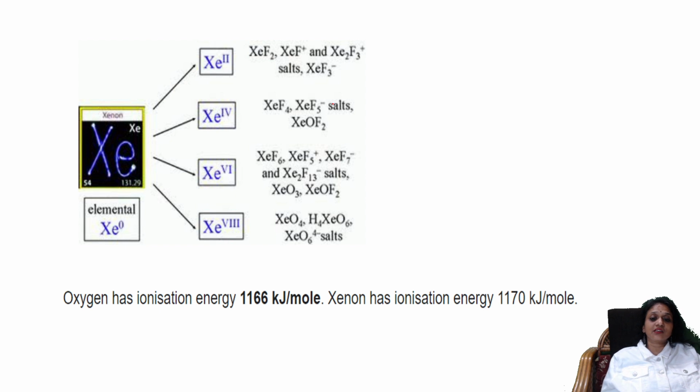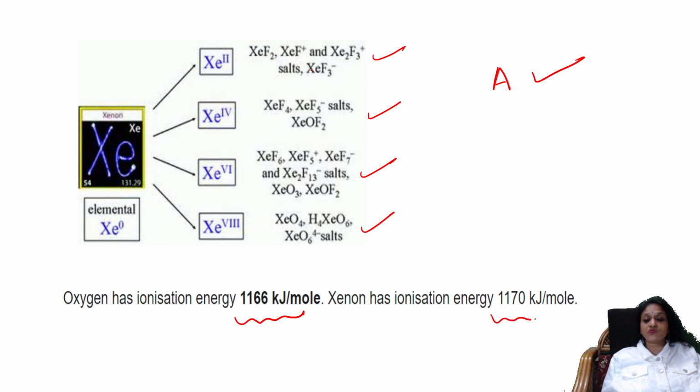Let's see here. Xenon forms different types of compounds. Among all the noble gases, xenon forms the maximum compounds. Next, the reason: oxygen and xenon have similar ionization enthalpy. Xenon's ionization enthalpy is so high, and oxygen's ionization enthalpy is so high, almost similar. So the reason also is right.